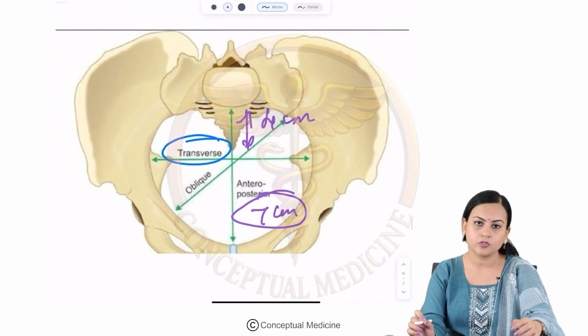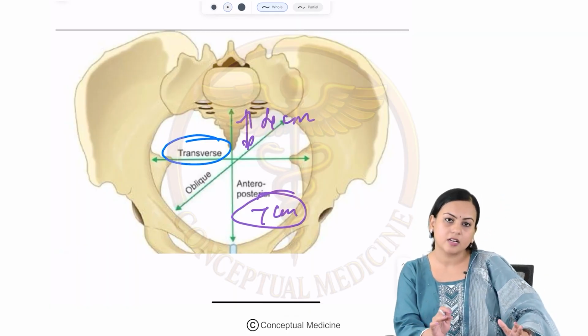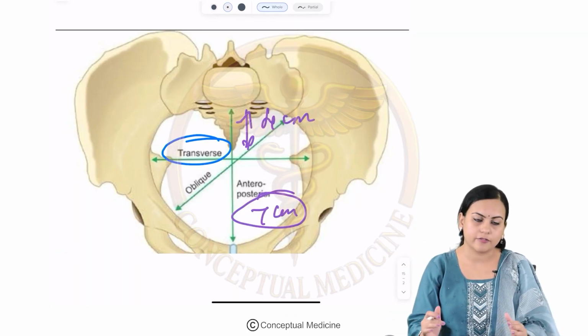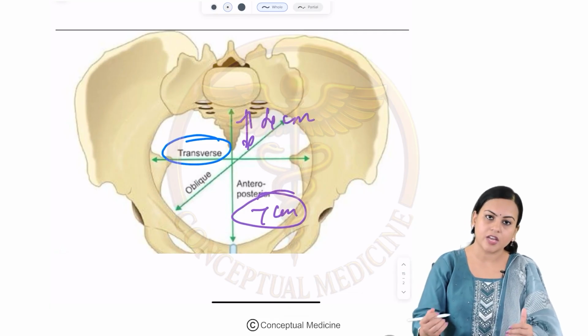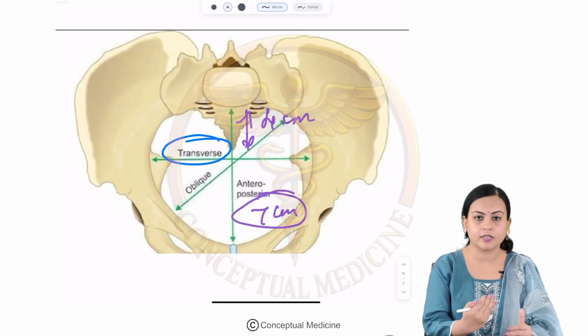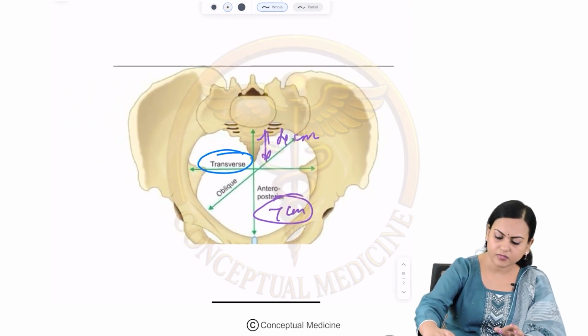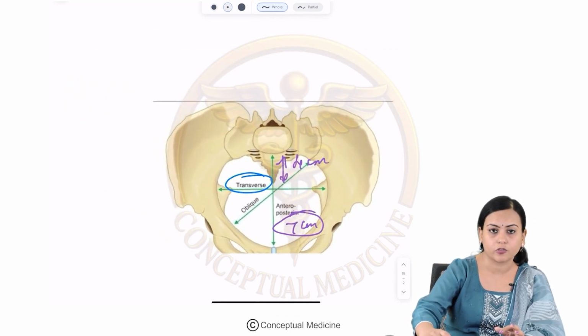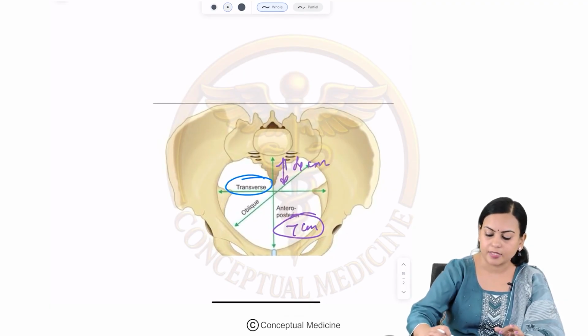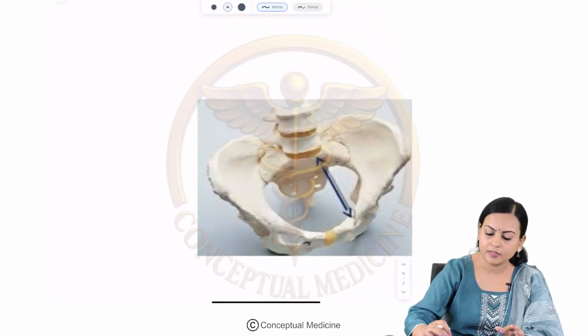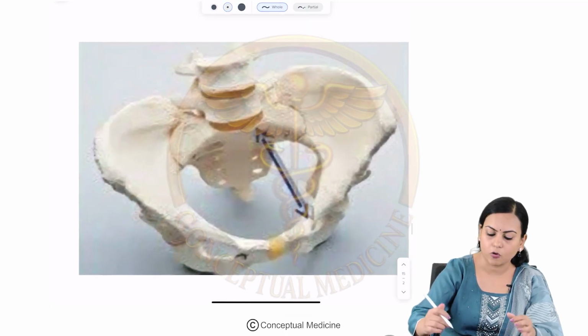You have to know from which side, which oblique diameter you are going to measure. If it is the right oblique diameter, it will be the right sacroiliac joint to the left iliopubic eminence. Left oblique diameter, it will be starting from the left sacroiliac joint to the right iliopubic eminence. Also, you have another diameter, that is the sacrocotyloid diameter.